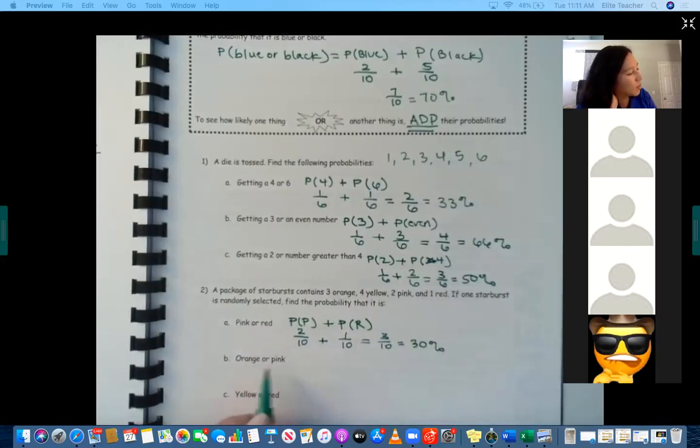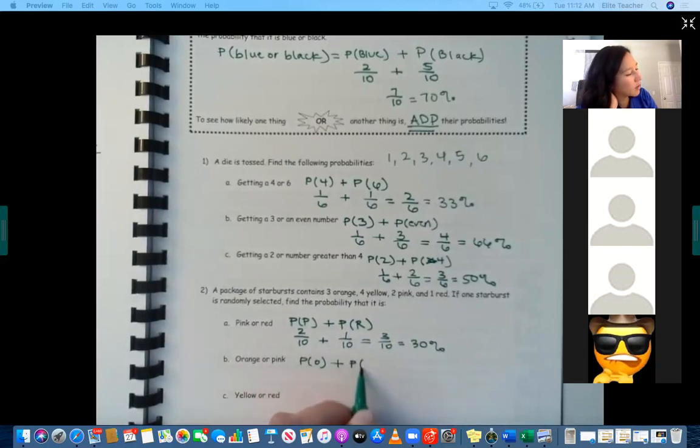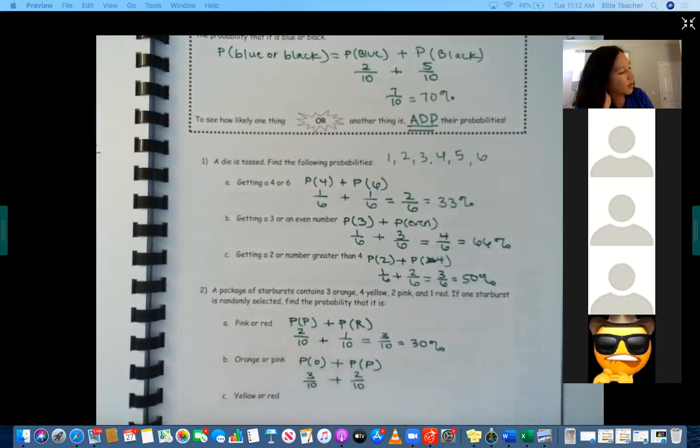The probability that it'll be orange or pink. So we already said the probability of it being pink was 2 out of 10. What's the probability of it being orange? 3 out of 10. Very good. So we add those, which means it would be 5 out of 10. So 50% chance that it'll be orange or pink.